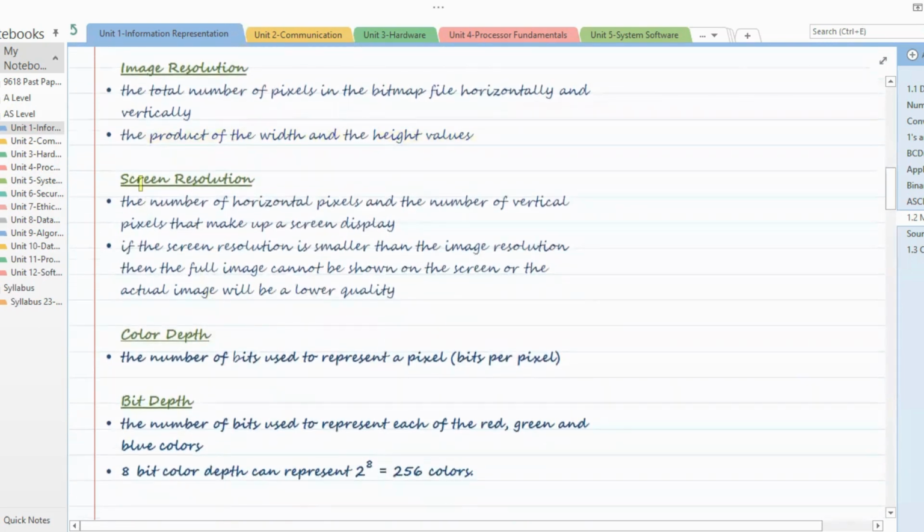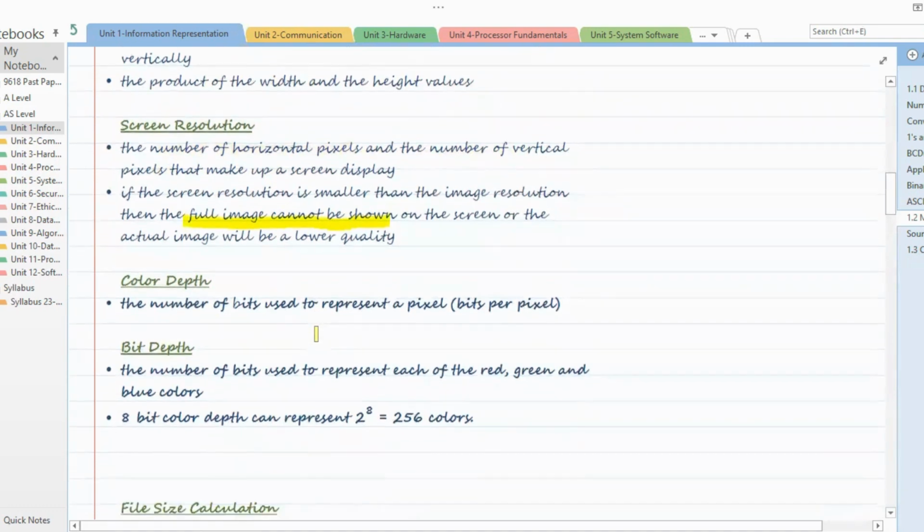Now, next is screen resolution. Screen resolution is basically the number of horizontal pixels and the number of vertical pixels that make up the whole screen display. An image is displayed on a screen. So, if your screen size is smaller than the image, then your full image cannot be shown on the screen.